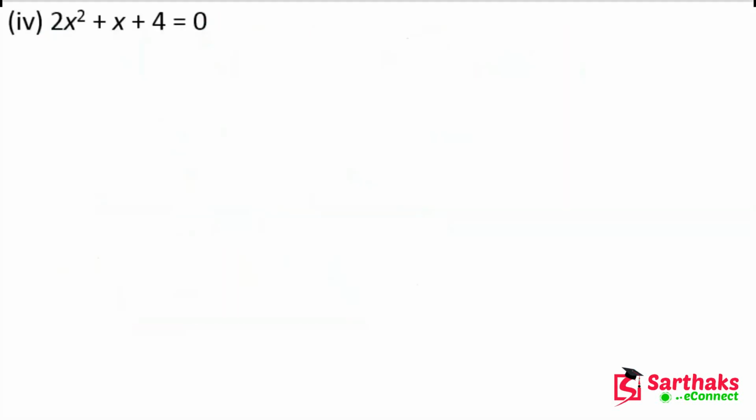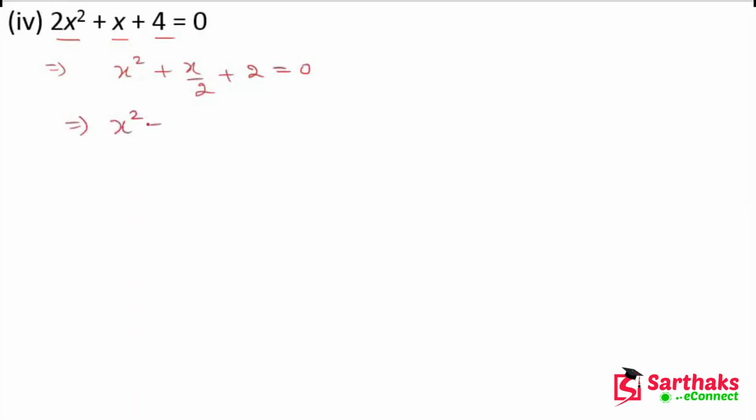So the next question is 2x square plus x plus 4 is equal to 0. Now in this case also we have to divide by 2. So this will become x square plus x upon 2 plus 2 is equal to 0.